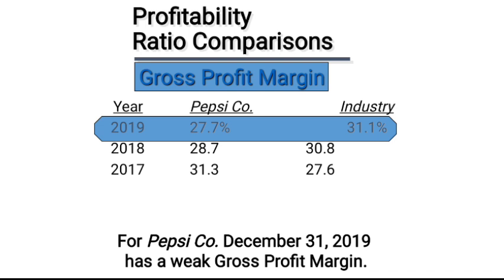It means Pepsi Cola Pakistan on December 31st, 2019 has a weaker gross profit margin than other beverage companies in the industry. The company is not making as much profit as other beverage companies, or as the overall industry, such as Coca-Cola, Marie Biscuit, Shezan, Maza, Tops, and Nestle are doing. So Pepsi's gross profit margin ratio is weak.